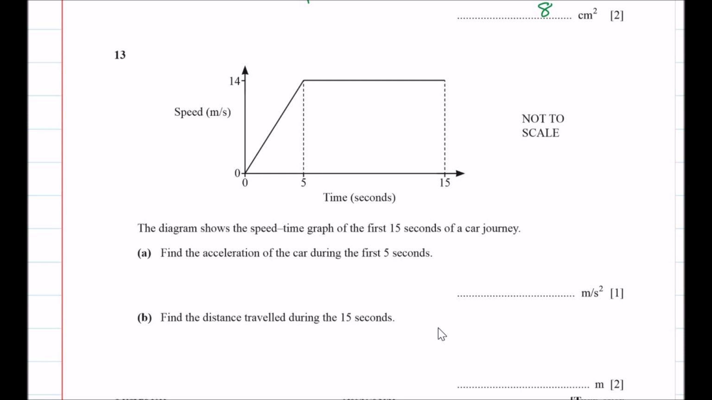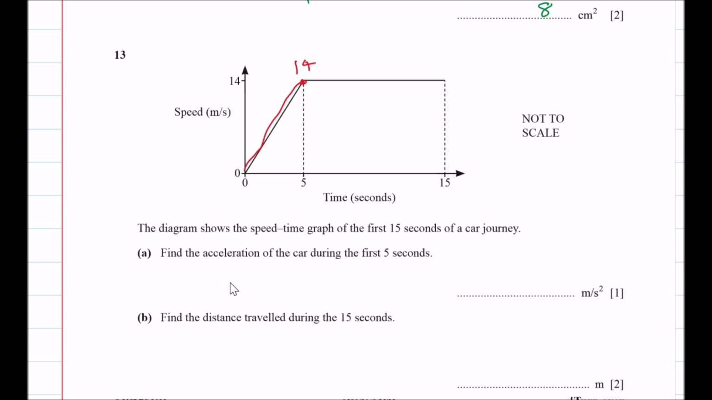We have a speed time graph here. Diagram shows the speed time graph of the first 15 seconds of a car journey. Find the acceleration of the car during the first 5 seconds. So we have to tell only for this part, from here to here. Okay. So what is the highest final velocity here? It is 14. Initial velocity is 0.